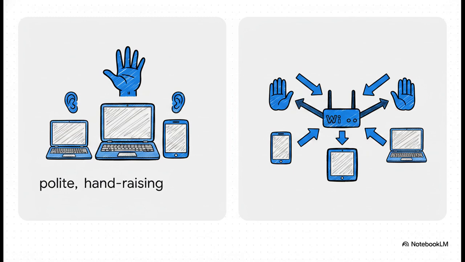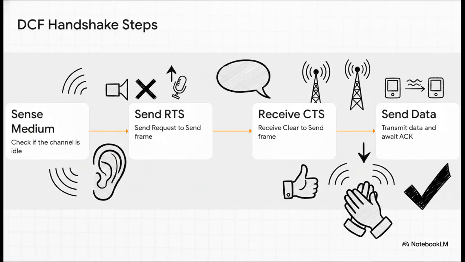On the flip side is the Point Coordination Function, or PCF. This is an optional method used mainly in infrastructure networks for super time-sensitive data. In PCF, the access point acts as a strict moderator, pointing to and polling each device one by one, creating a totally contention-free environment. Now, this polite hand-raising builds into the standard DCF handshake, which happens to be the most common way our devices communicate. Think of it like a highly formalized conversation. Step 1, the device checks if the room is quiet.